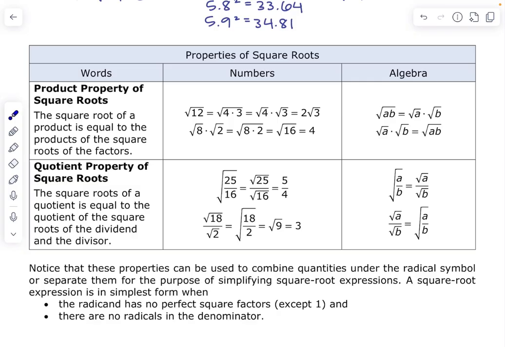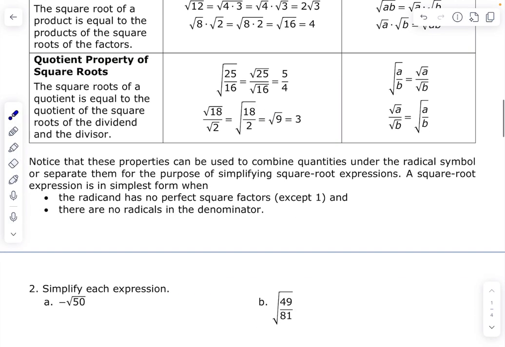Okay, again, it works the opposite way. If I have two radicals that I'm dividing, I can add the radical symbol to the entire fraction. In this case, 18 divided by 2 is 9, and we know that the square root of 9 is 3. Okay. Notice that these properties can be used to combine quantities under the radical symbol or separate them, right? We can go both ways. Either way, this is helpful for simplifying square root expressions.